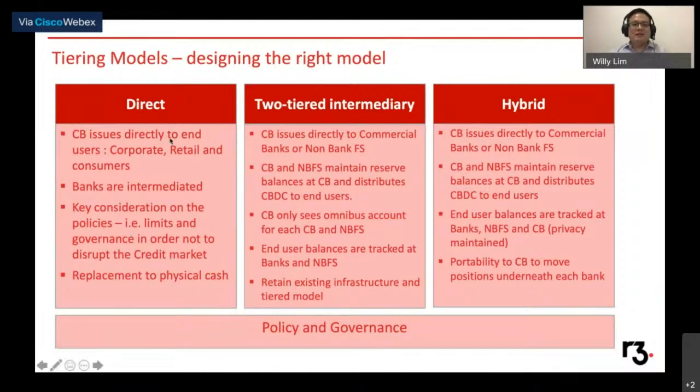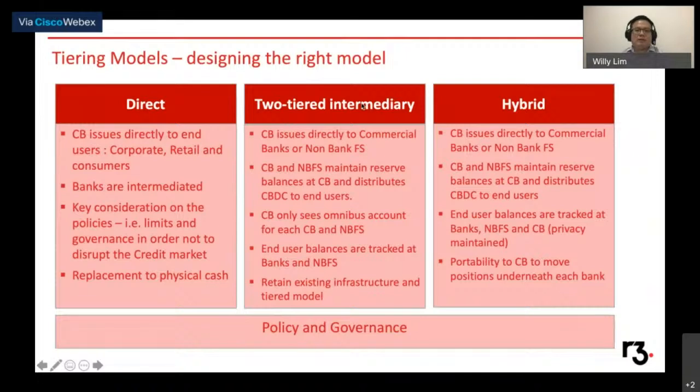Now, deep diving into the tiering model, as I mentioned earlier, we have the direct model, which is a model issued by the central bank directly to the household or the corporates. Now, this model, from the onset, is the most, I would say, efficient. However, this is not really the one being advocated by the Bank for International Settlements or most of the central banks. In fact, research coming out from the BIS shows only 5% of all the research so far has suggested going with this model, primarily because it will have a massive implication for the banking system.